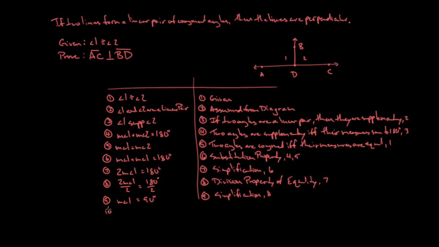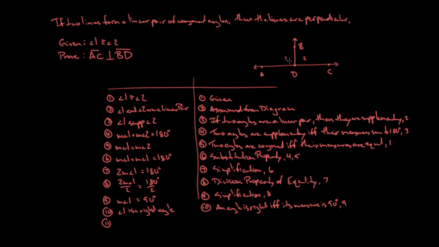Well, let's see. 10 then. So my whole goal and my whole reason of doing this is that to be able to talk about these being perpendicular, I have to have a right angle here. So I can finally say that angle 1 is a right angle using the definition of a right angle. An angle is right if and only if its measure is 90 degrees. Comes from number 9.